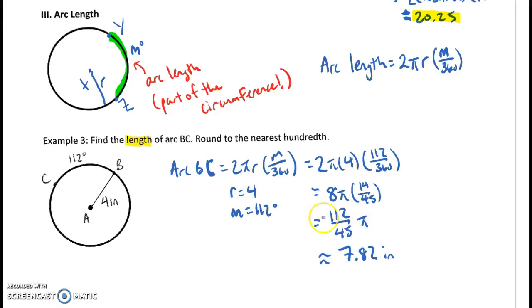So I did it both in terms of pi, so you guys can see what it would look like in terms of pi, but also rounded to the nearest hundredth. And because we're talking about length, it's not square inches, it's just plain old inches. Okay? 3 formulas, or 3 ways to really solve today. And we'll be practicing this in class.